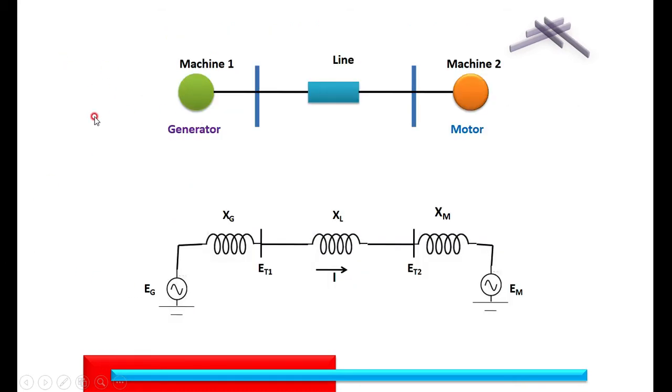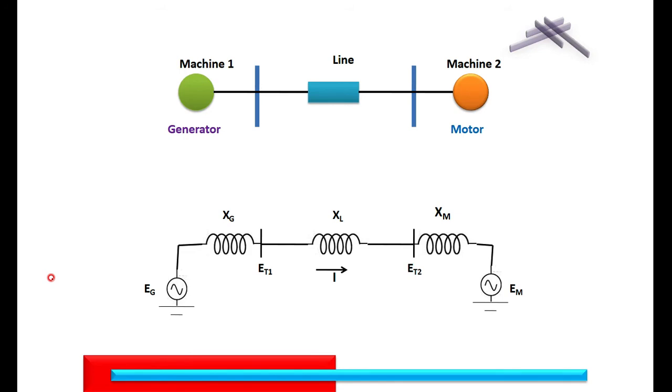Now I am considering a system consisting of a generator connected to the synchronous motor through a transmission line having reactance XL, whereas the reactance of the generator is XG and the reactance of the motor is XM. We know that the electrical power output of the generator is nothing but the electrical input to the synchronous motor.